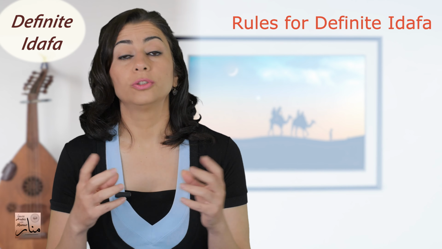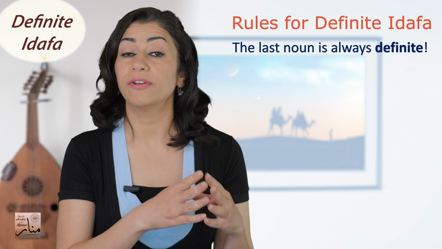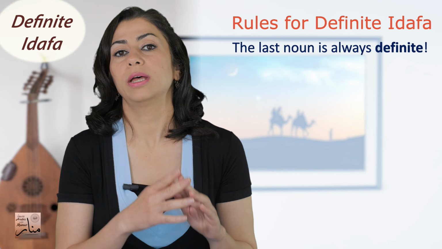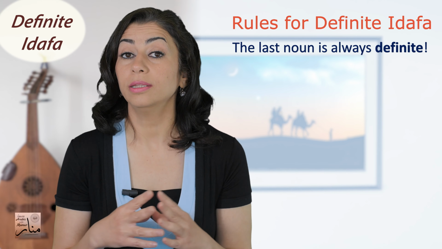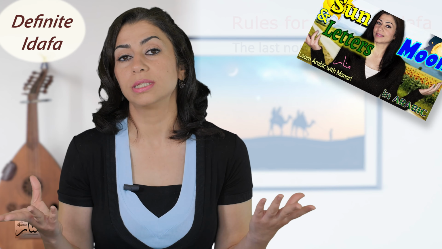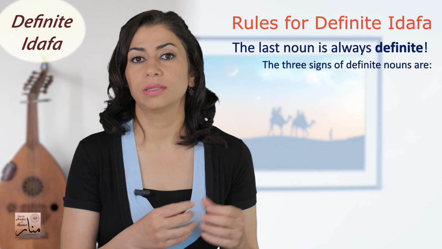The most important rule is that the last noun always has to be definite, with one of the definite signs in Arabic. We talked about definite and indefinite here. If you didn't see it, check it out. So what are the three signs of being definite in Arabic?